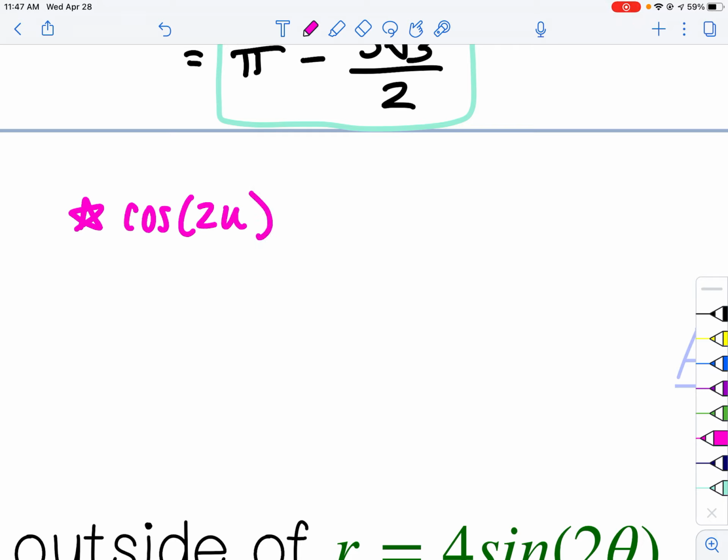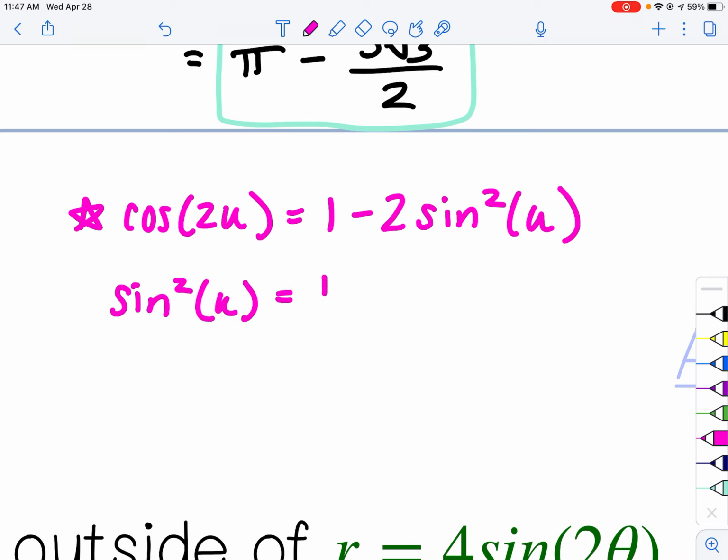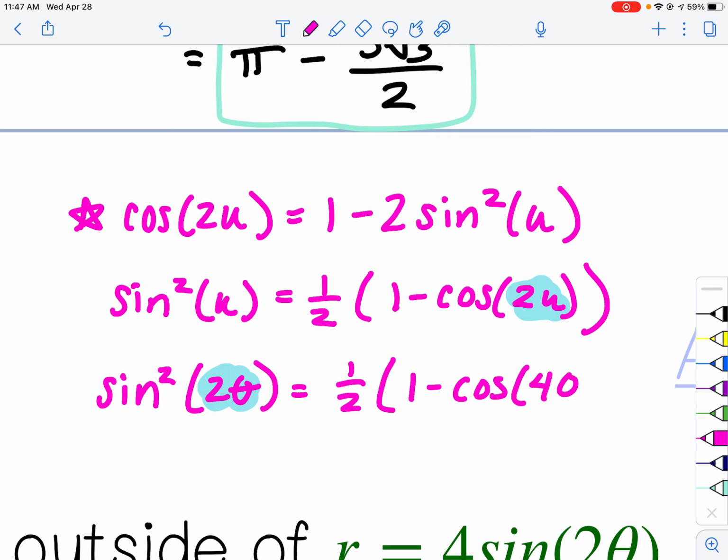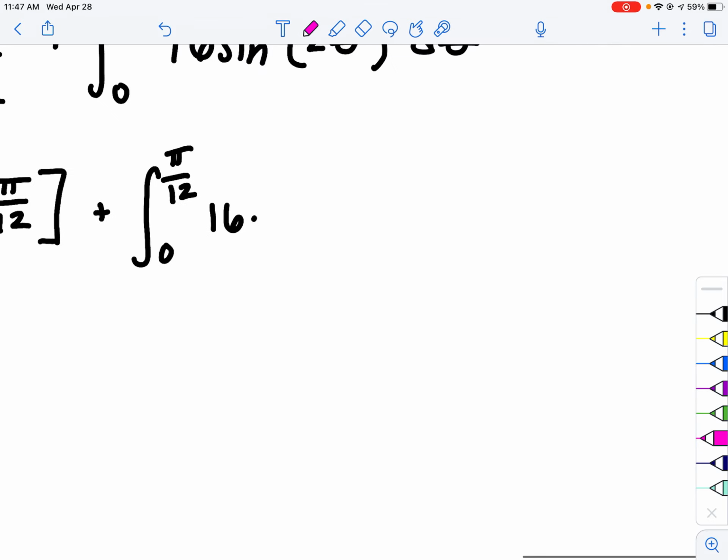So remember, cosine of 2 times whatever is inside, so I'm going to use u here, is equal to 1 minus 2 sine squared of the original angle. So if we rearrange that, sine squared of u is equal to 1/2 of 1 minus cosine of 2u, 2 times the angle. So we need to be careful here because we already have 2 theta on the inside. So whatever is in here, we're going to double it when we put it over here. So we're going to get 1/2 times 1 minus cosine of 4 theta over here. It needs to be double whatever's inside the sine squared.